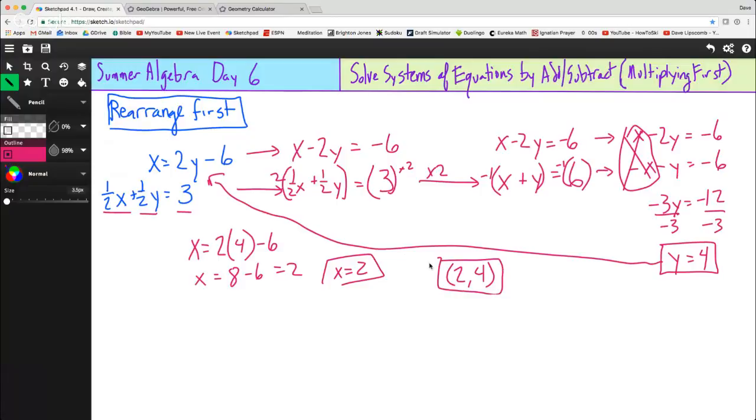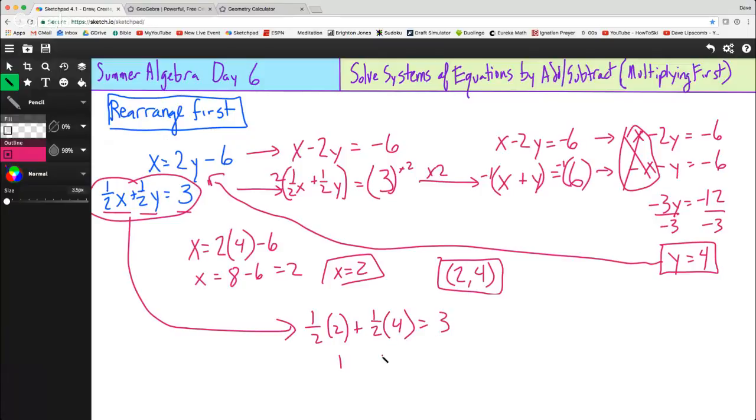And I want to check my answer with my other equation. Have to go back to the original to be absolutely sure. So is half of 2 plus half of 4 equal to 3? Is half of 2, which is 1, plus half of 4, which is 2, equal to 3? Yes.